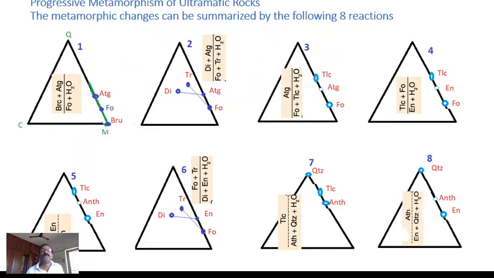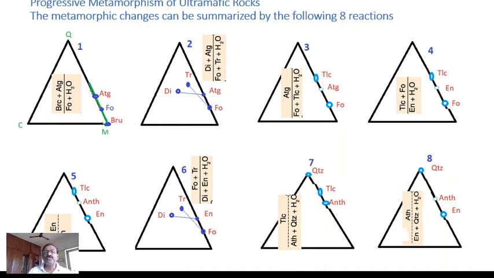Let us move on now. The prograde metamorphism of ultramafic rocks is represented by 8 reactions that are also represented in this phase diagram of the quartz, calcite, magnesium system. The first reaction you can see here is very easy. I said this corner is represented by MgO or brucite. Above which you have a mineral called antigorite. So the antigorite plus brucite will react to form forsterite plus water.